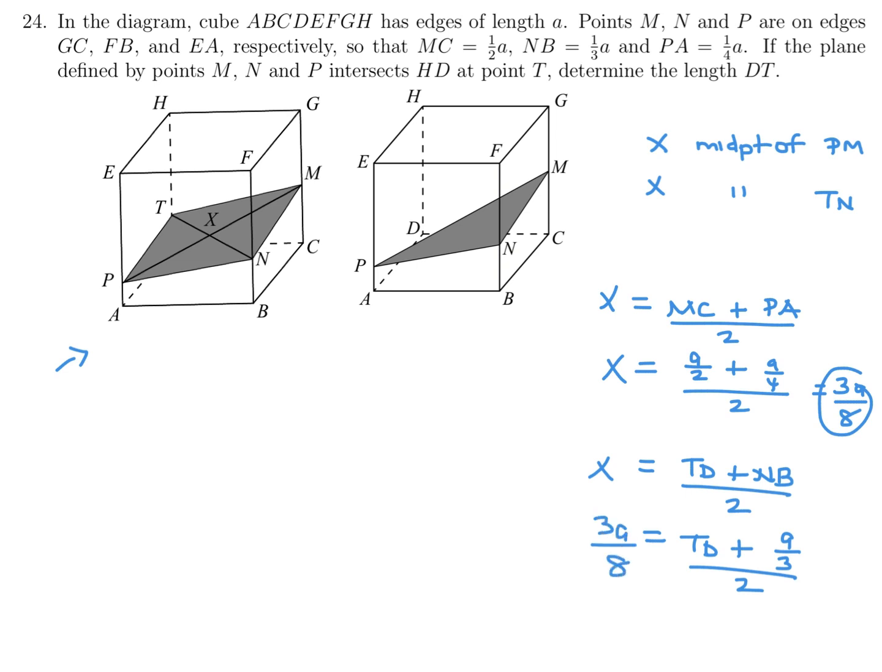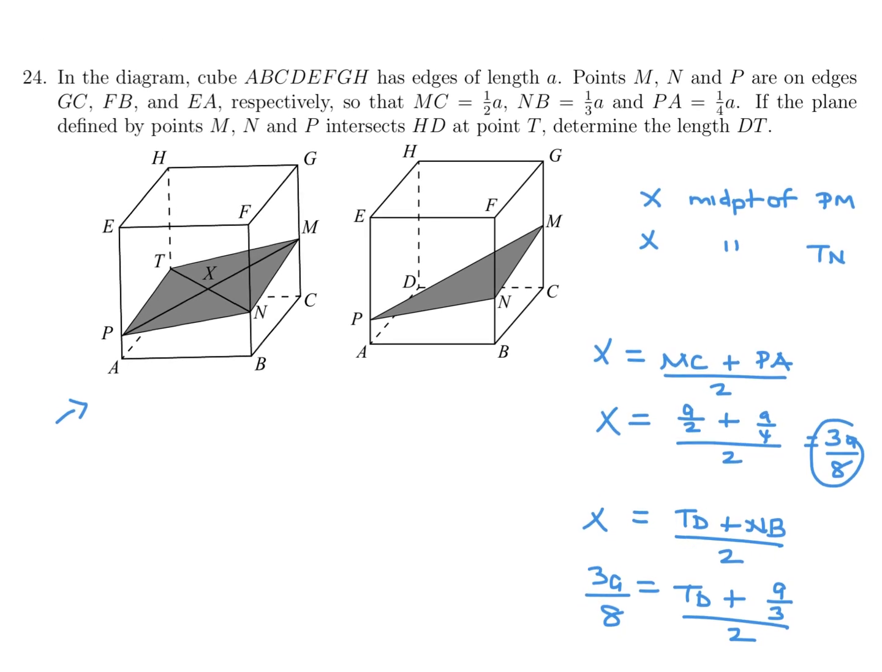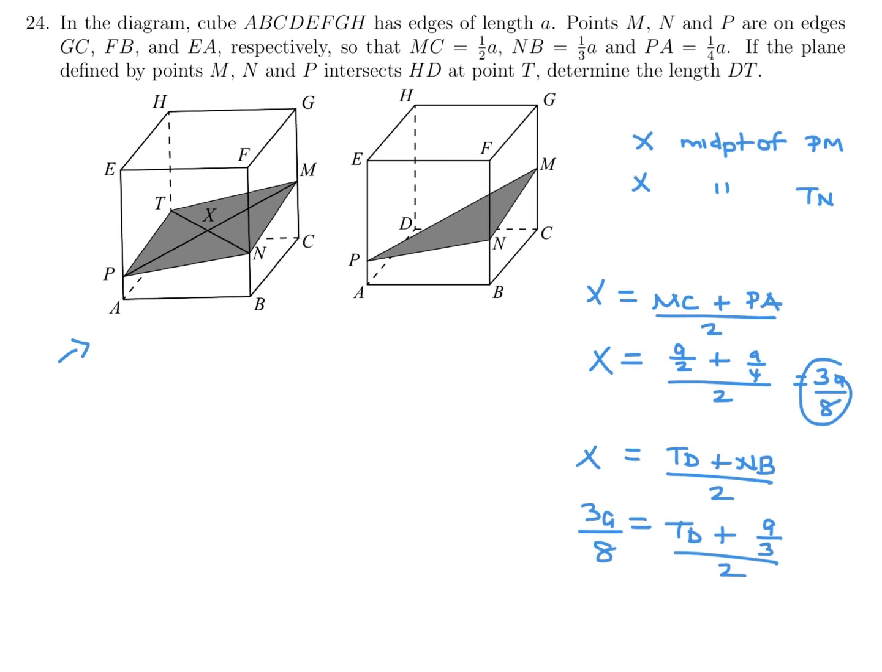Will it be in terms of A? Yeah, because I don't see the value for A. Yeah, it's got to be in terms of A because we don't know the value of A. Okay, so let's figure this out. So what am I going to do here? So let me just see.